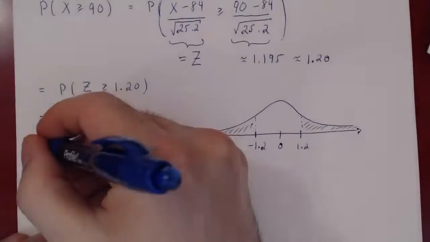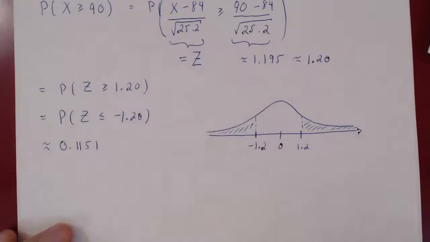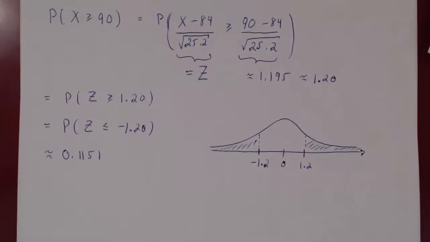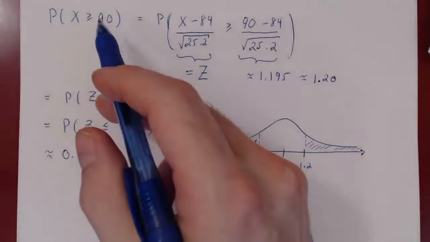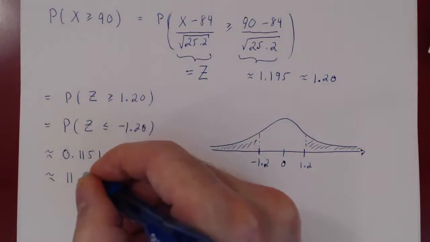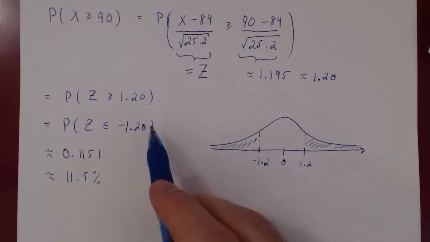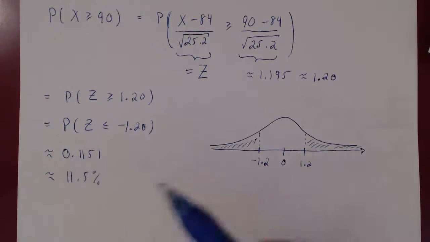So we have our answer. It's approximately 0.1151. So if you sample 120 people from a population where 70% of people do own a cell phone, the probability that out of your 120 people at least 90 own a cell phone, the probability will be approximately 11.5%.